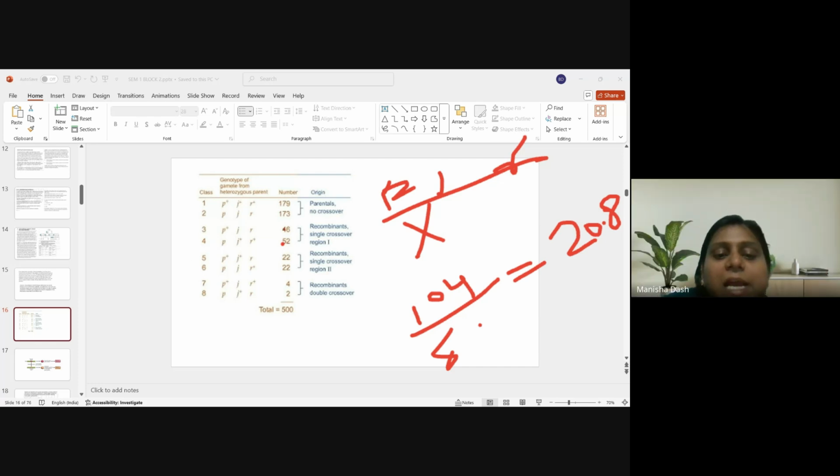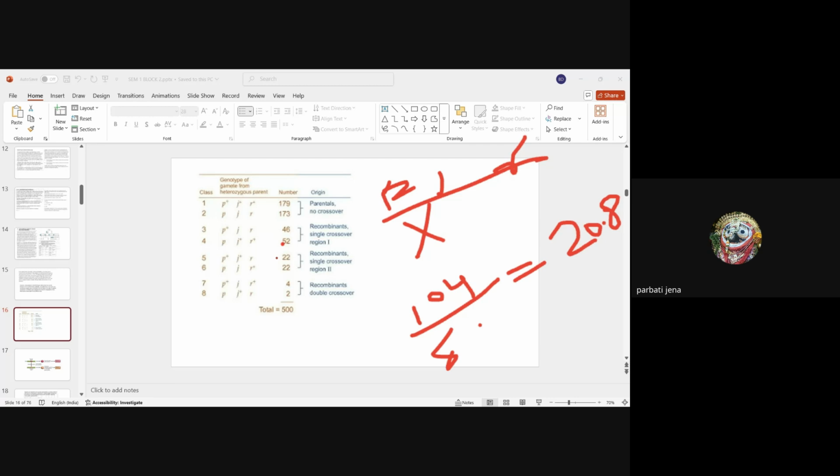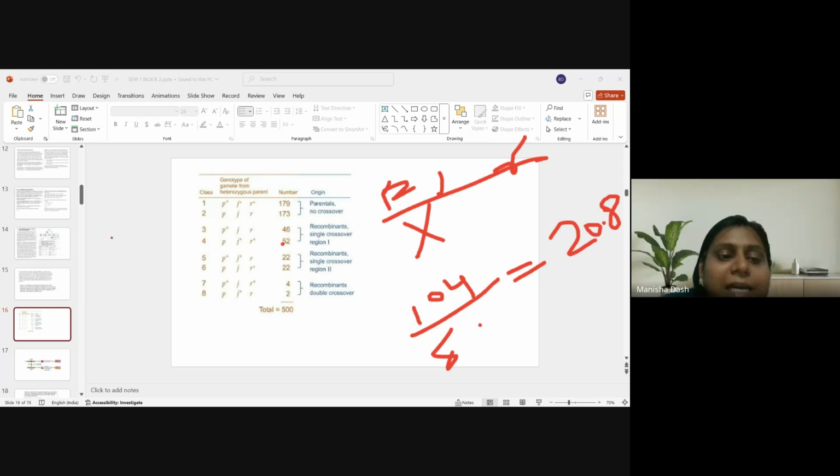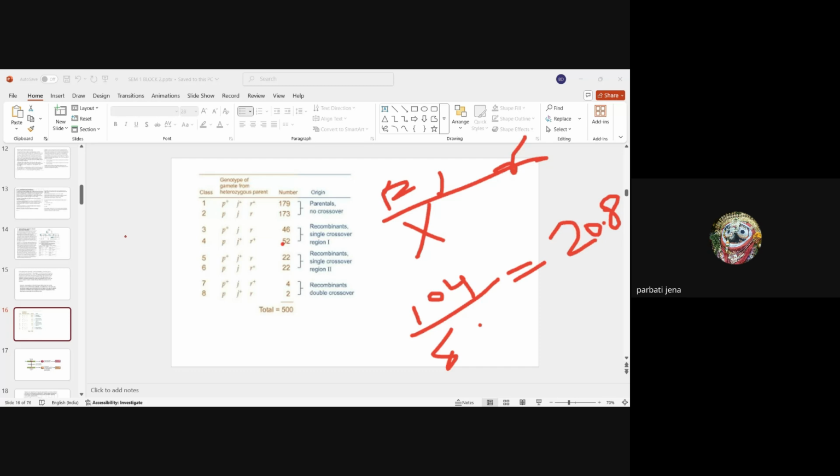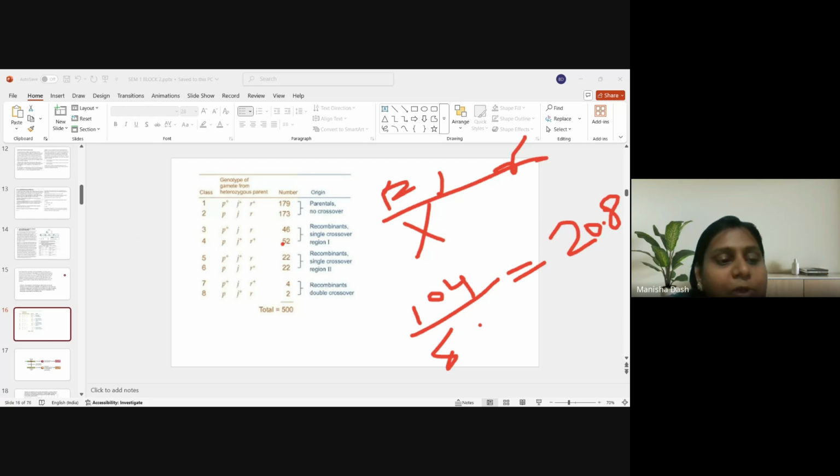Similarly, in order to find the distance between J and R, all of you try to calculate what will be the distance between J and R. Here P stands for parental, R stands for recombination? No, no, no. P, R and J are the names of the genes. This is a hypothetical example actually. Hypothetical means these genes do not exist. We are just taking them as an example.